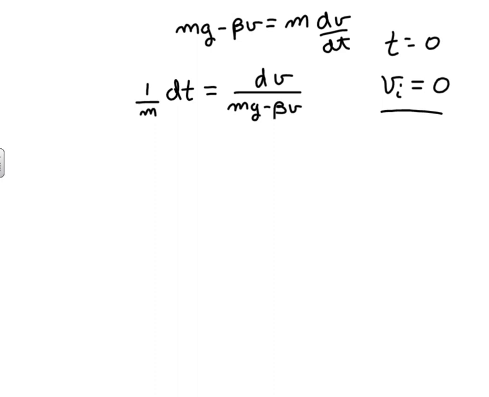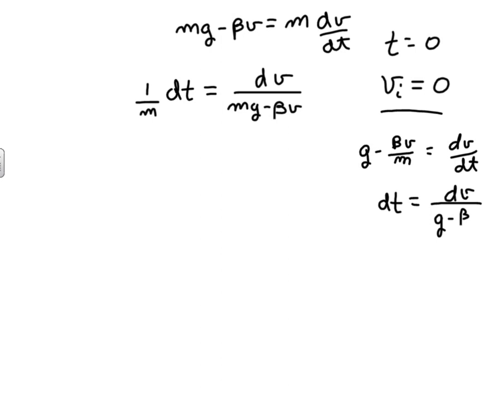I've had people, first thing they did was divide everybody by m first. So I know people who did this. g minus beta v over m equals dv dt. In other words, the m went away on the other side. And they integrated that one. They did dt came up, right? And then they had dv divided by g minus beta over m v. And they did it that way.